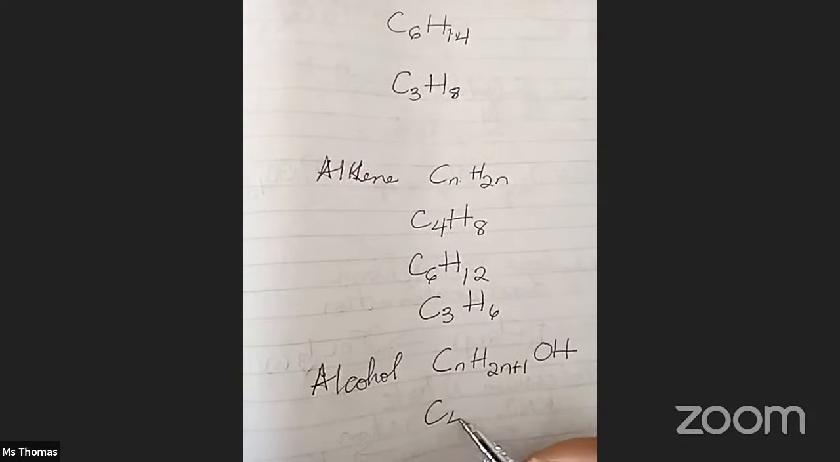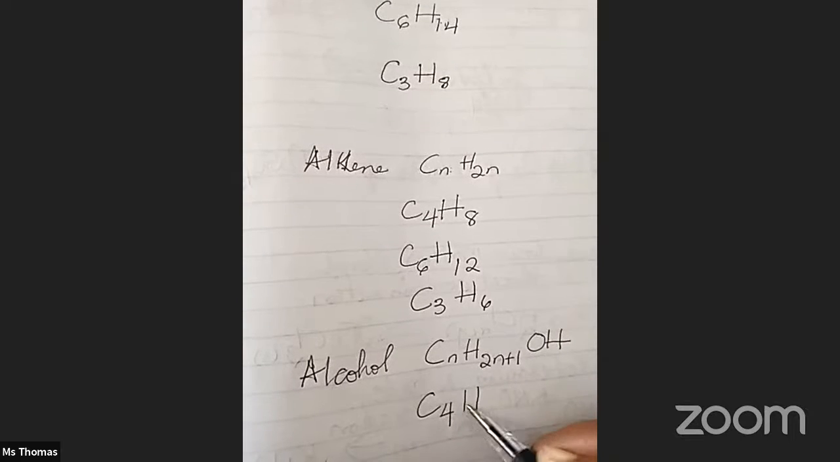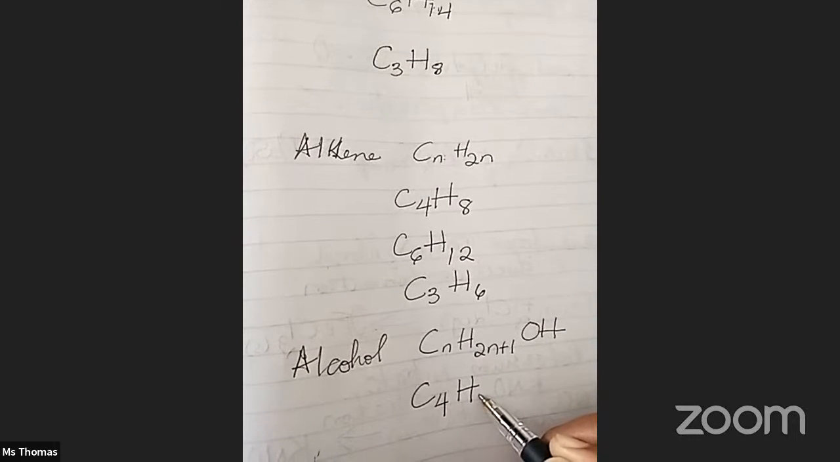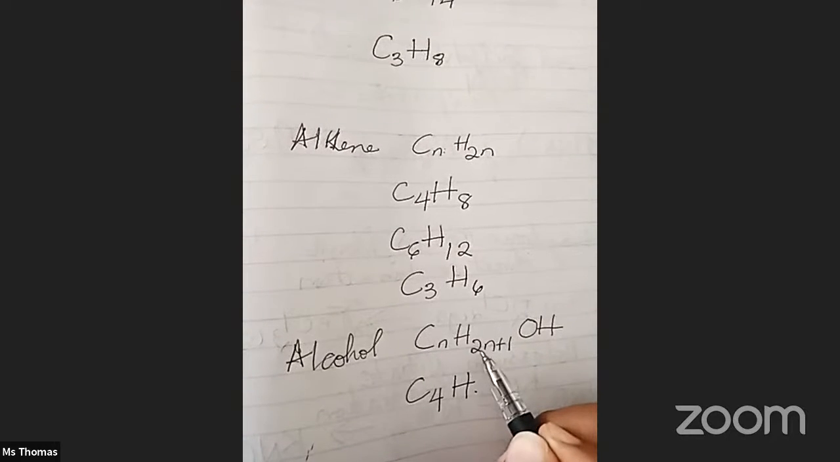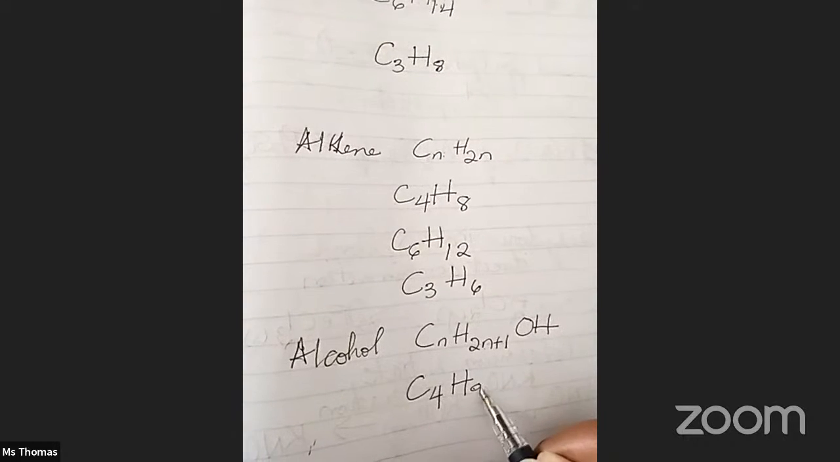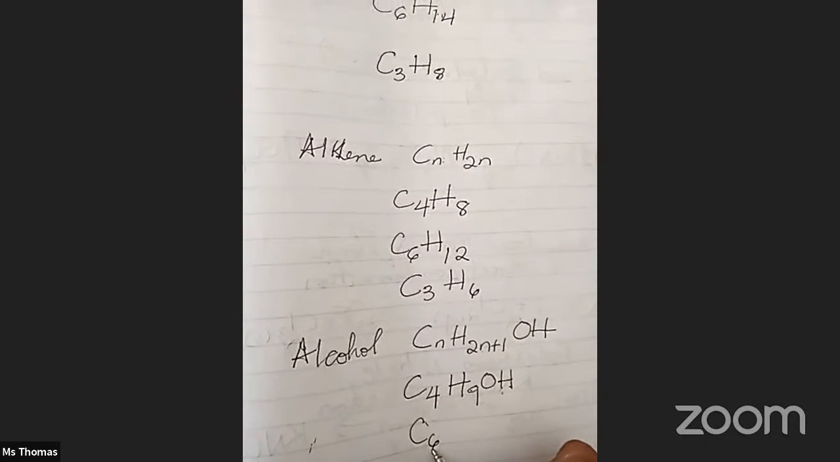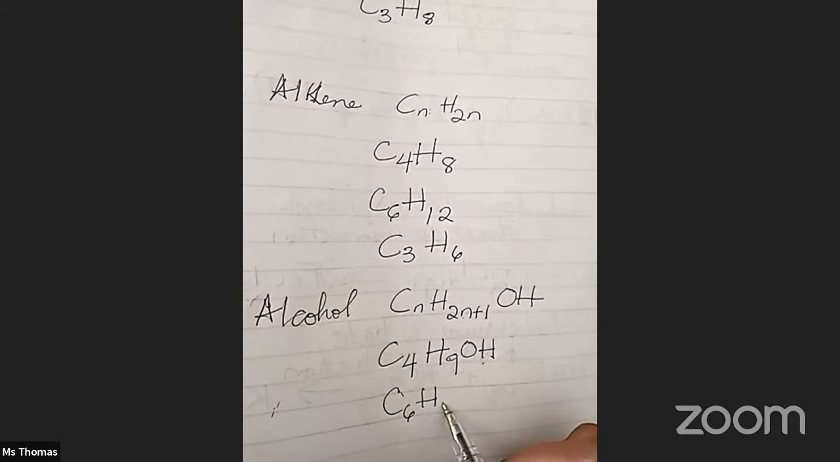So suppose you have 4 carbon atoms. What would be the number of H's? What would be the rest of the formula? C4H what? You times it by 2, Miss? 2 times 4 is 8, plus 1 is 9. And then the OH attached. So this is what this alcohol would look like. Suppose you had 6 carbons. How many hydrogens would you have?